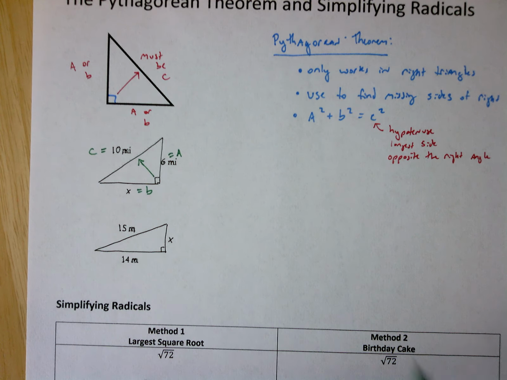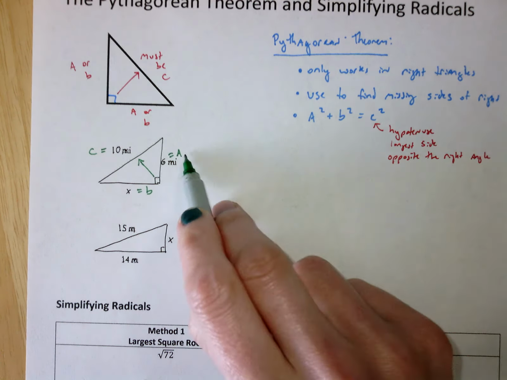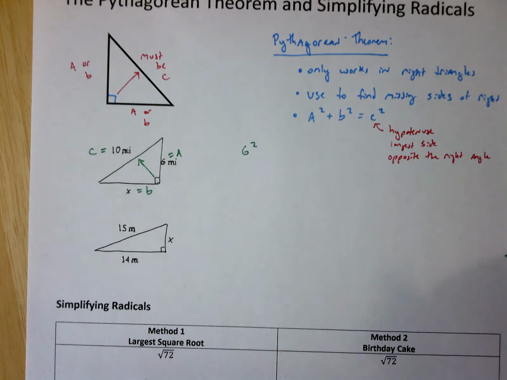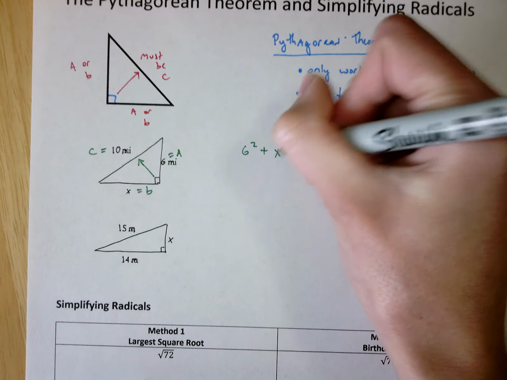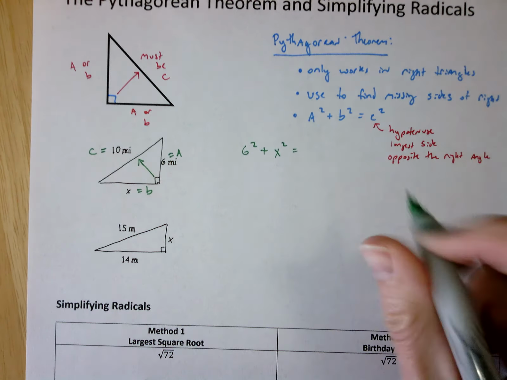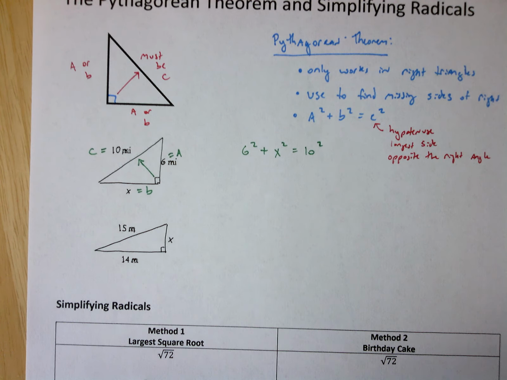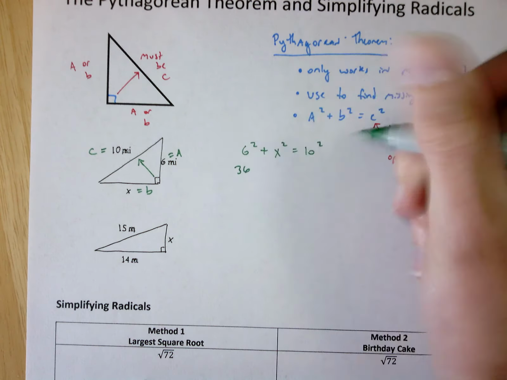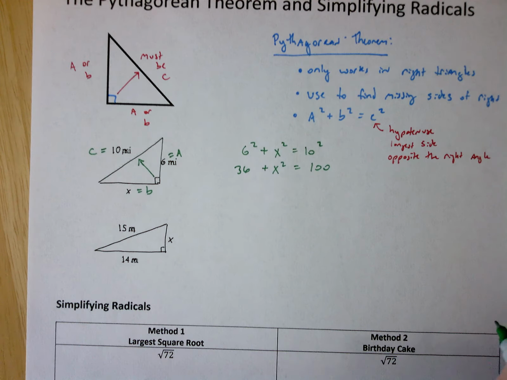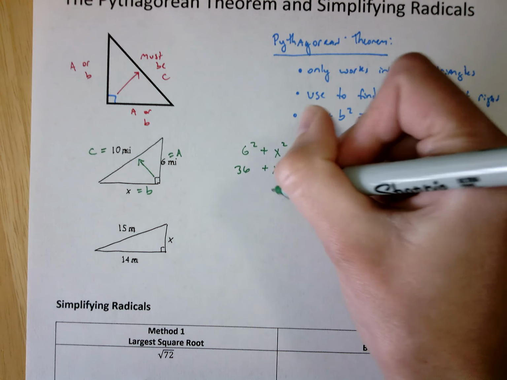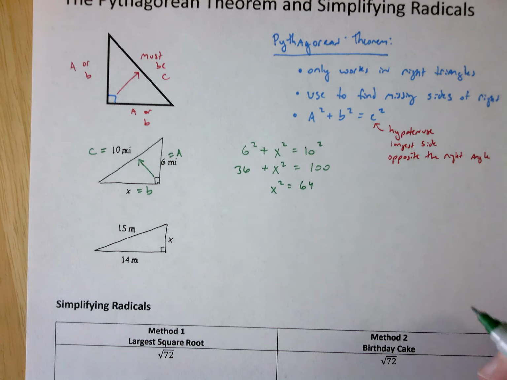Okay, so then when I plug this into my Pythagorean theorem, it says a squared plus b squared equals c squared. Well, a is 6, so I'm going to have 6 squared plus b, well, b is x, that's my unknown, so x squared, equals c squared, well, c is 10. All right, and then we're just going to simplify this. So 6 squared is 36, x squared is my unknown, 10 squared is 100, and then I'm going to subtract the 36 from both sides to get the x squared by itself. So 100 minus 36 is 64.